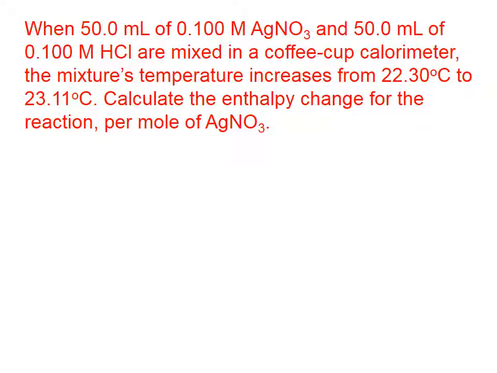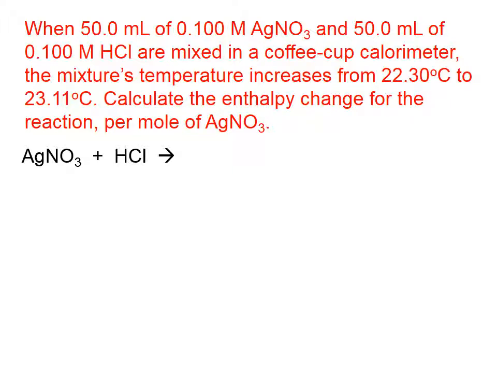This example involves a reaction in solution and the enthalpy change that accompanies that. When 50 mL of 0.1 molar silver nitrate and 50 mL of 0.1 molar HCl are mixed in a coffee cup calorimeter, the mixture's temperature increases from 22.30 degrees Celsius to 23.11 degrees Celsius. Calculate the enthalpy change for the reaction per mole of silver nitrate.